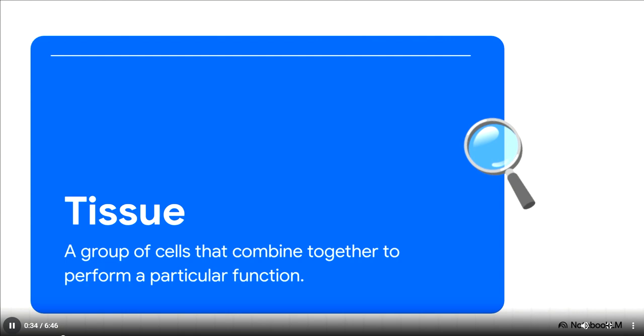A tissue is just a group of cells, a team, that all work together to do one specific job. It's all about teamwork. Whether that job is making a tree trunk strong or letting you bend your finger, it all comes down to these amazing little cellular teams.